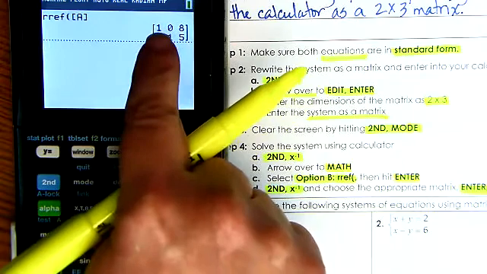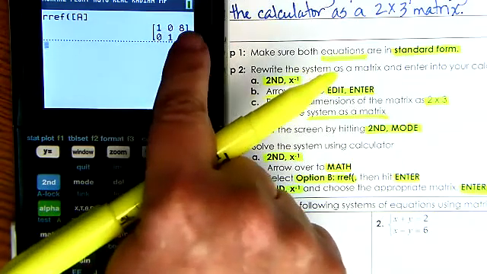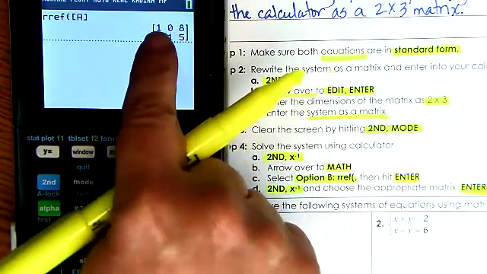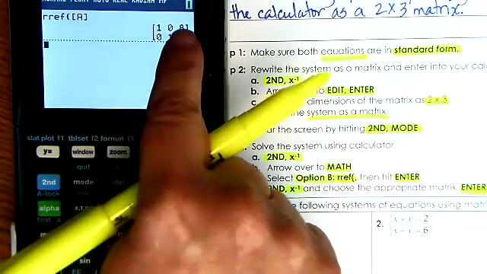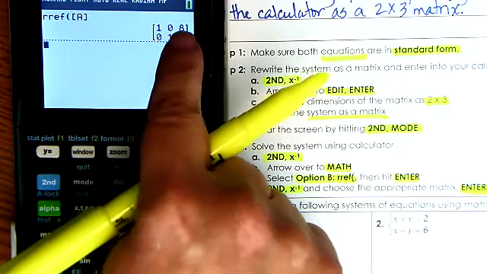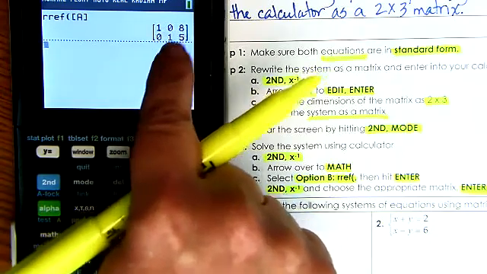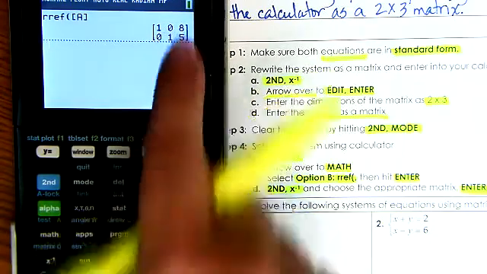So this means that my X is the top, because remember when we write it in standard form, it's AX plus BY equals C. So this is the X equals 8, the Y equals 5. All right.